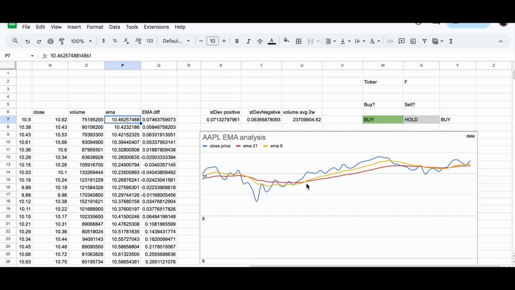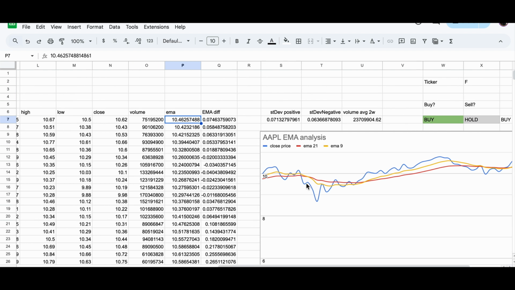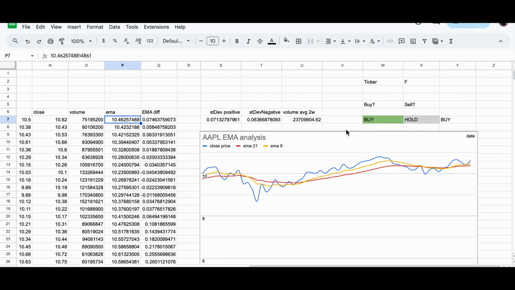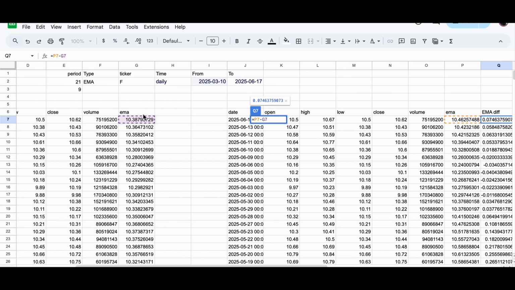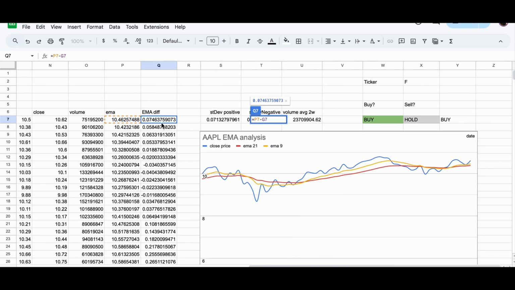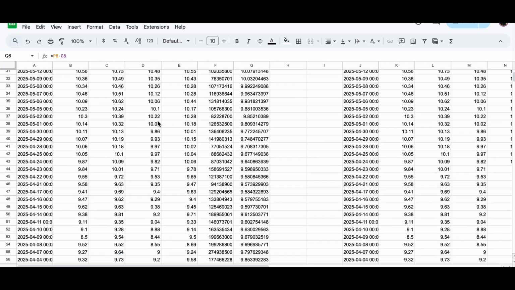But in this video, we'll go a little bit further. We will build an indicator that will say when it's the best time to buy or sell a share, or maybe you should hold it for now. First, we need the EMA difference. Simply take the shortest EMA, the 9-day EMA, and subtract it from the 21-day EMA, and do the same thing for all the days in our observation.